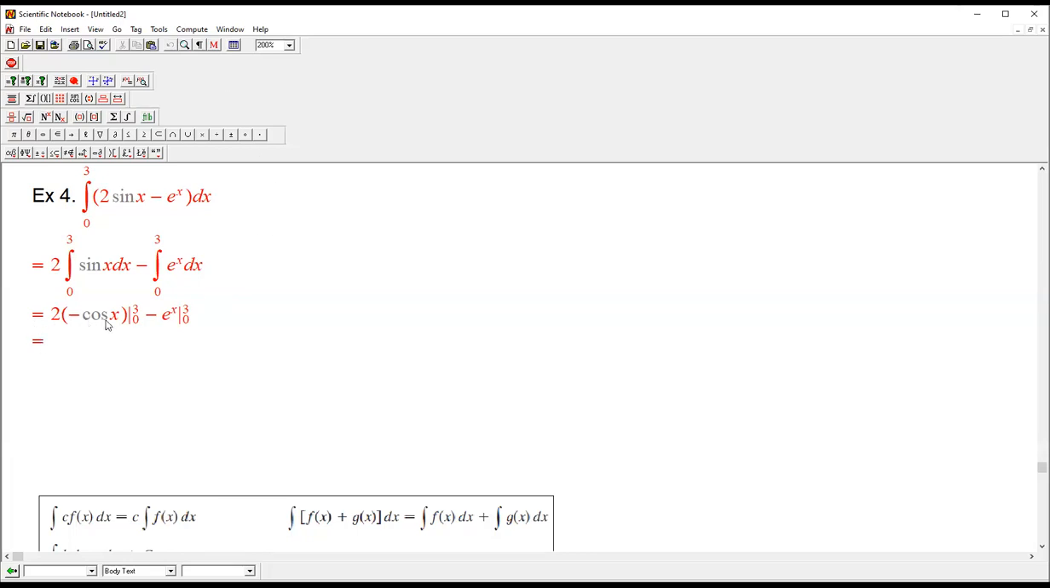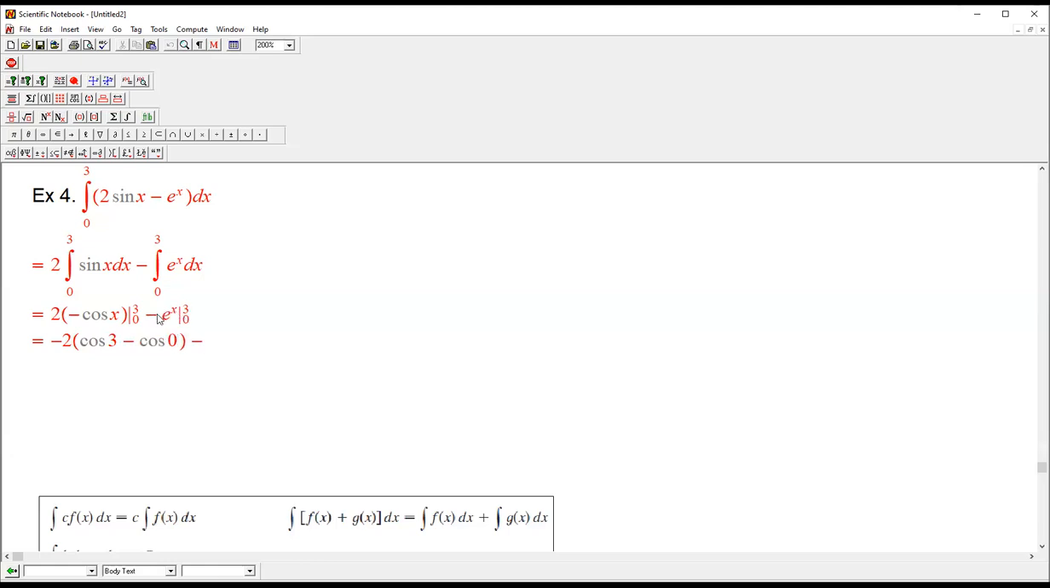Then we're going to work it out, right? So here, this negative sign can join the 2, so we can have a negative 2. Then I would just do the evaluation, which I'm going to write as cosine 3 subtracting cosine 0.